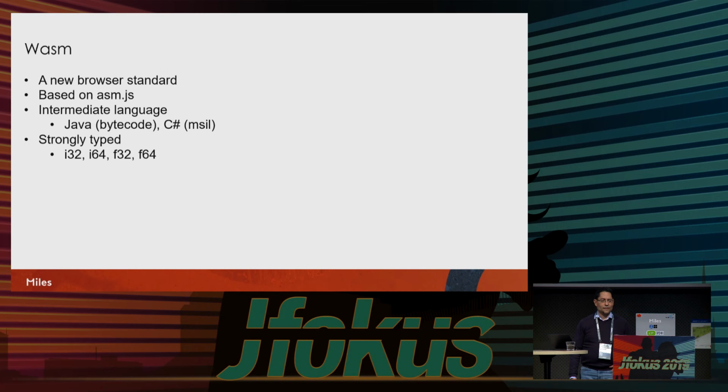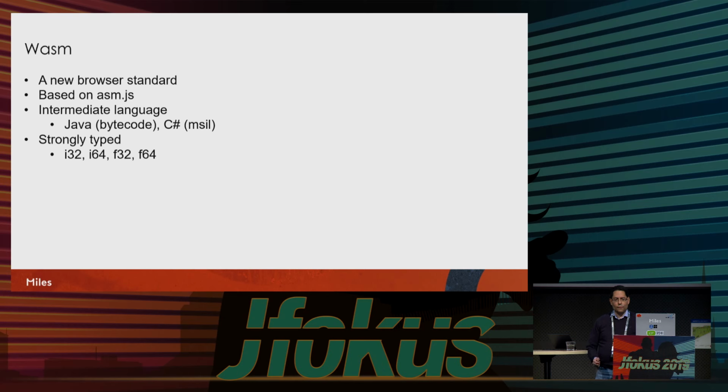WebAssembly is abbreviated WASM. The reason why we could get WebAssembly out quite fast was that there had been a lot of previous work done through a project called asm.js. That was sort of a blueprint for what would become WebAssembly. It's an intermediate language, in a similar way that Java compiles down to bytecode and C# to MSIL. It has four different types: 32-bit integers, 64-bit integers, 32-bit float, and 64-bit float. And then we have some 70 instructions that we can use when we work with WebAssembly.